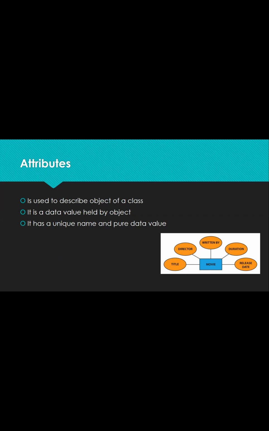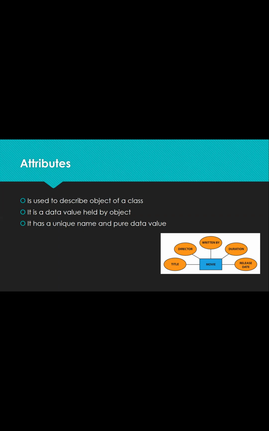If Nifal is an object, he comes under the human class. So Nifal is an object and he has his own attributes. His phone number, his name, everything comes under data, or we can say an attribute. So each is a data value. It has its own unique name and a pure data value. Every attribute has a unique name, and also has a pure data value.